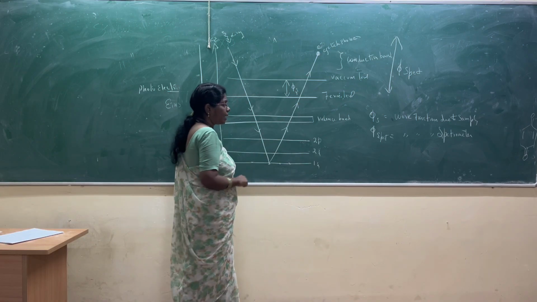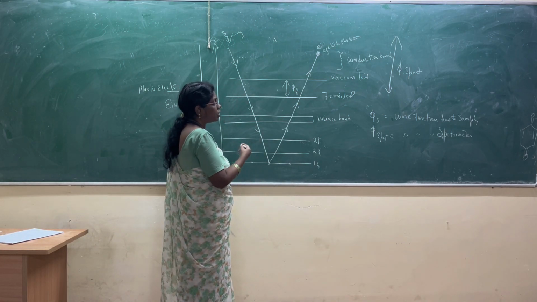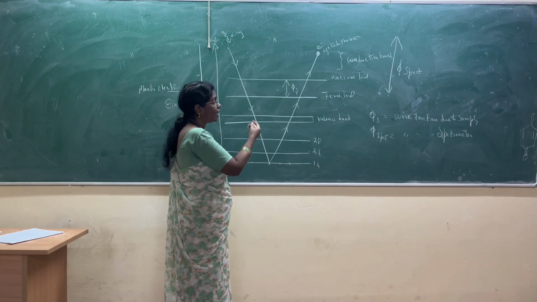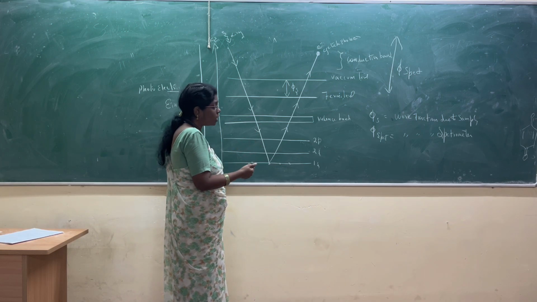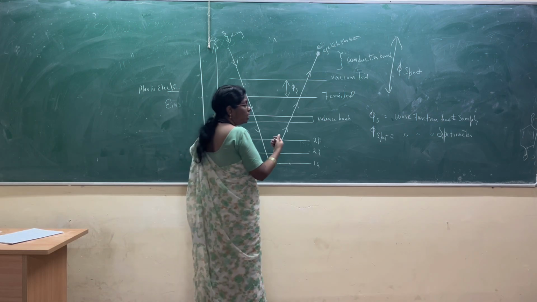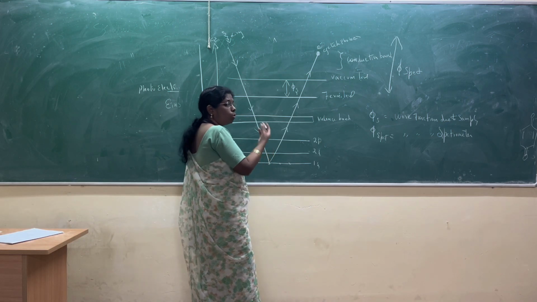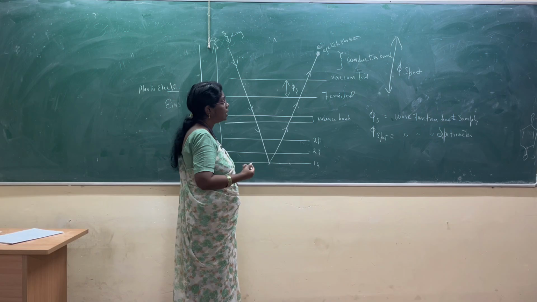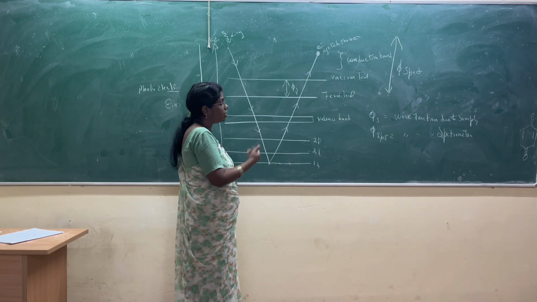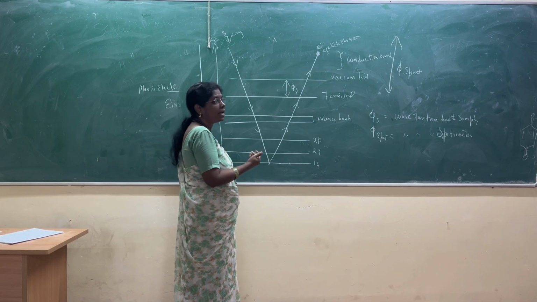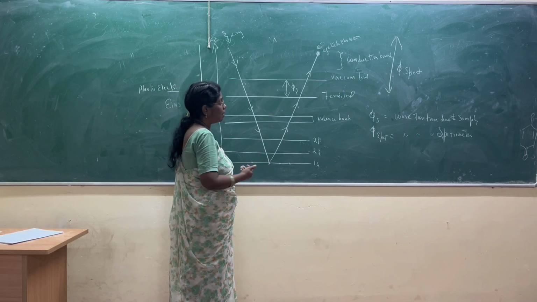a conduction band. So already you studied in physics what is a valence band, what is a conduction band, and what is a band gap. So what is a band gap? The electron moving from valence band to conduction band is called a band gap. That is, the energy difference between the valence band and conduction band is called the band gap.